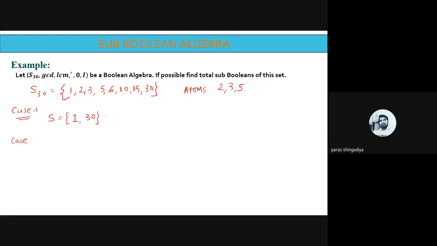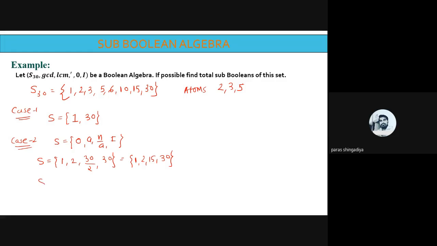And now in case number 2, we'll identify the sub-Boolean algebras of 4 elements. We have the atoms 2, 3 and 5, and we have a formula for that: the 0 element, a, n by a and the I. So use a equal to 2, 3 and 5. We get S equal to the 0 element, here 1, a equal to 2, n by a so it is 30 by 2, and I equal to 30. So that is equal to 1, 2, 15 and 30.